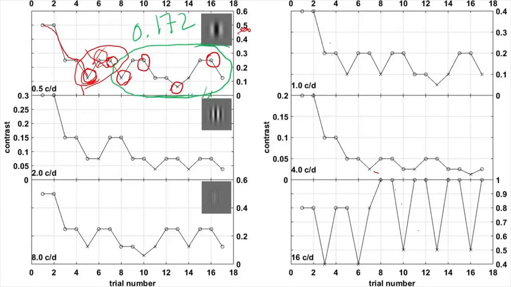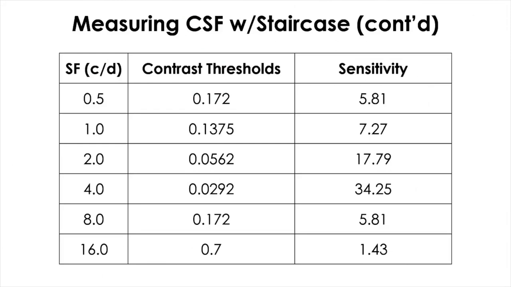Now that I have explained how to calculate the threshold for this staircase, I hope you can do the same thing for the remaining staircases and calculate the threshold like I did. And if you did, then these are the contrast thresholds for each spatial frequency, right? And then if you take the reciprocal of all of these contrast thresholds, then you get the sensitivity.